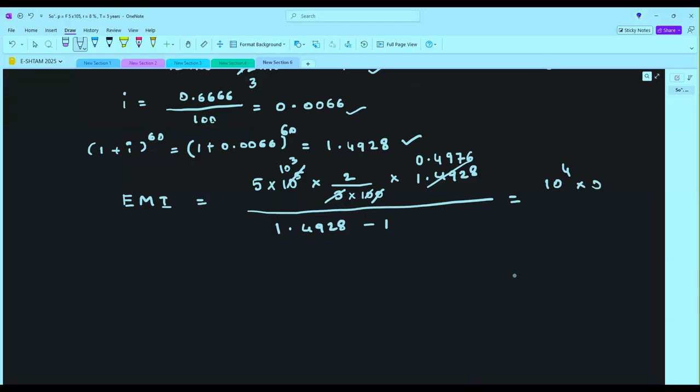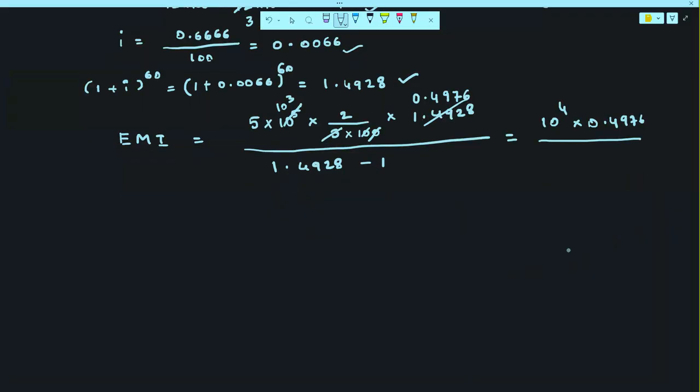And multiplied with 0.4976. 4976 whole divided by 1 minus 0.4928, it will be 0.4928. So EMI is equal to 10 power 4 multiplied with this number. Then it will be 4976 divided by 0.4928.